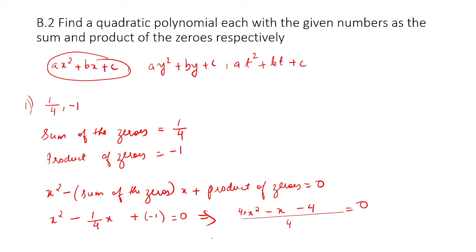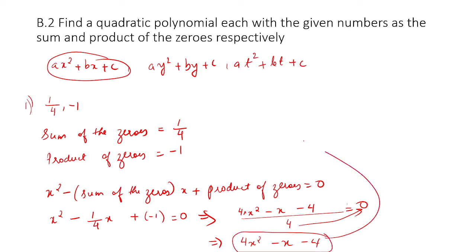So equal to 0. Now you take 4 to the other side. If you take 4 to the other side, this is the equation you're left with: 4x square minus x minus 4 equal to 0. And you can always verify whether your answer is correct or not. So if we focus on this equation, coming back here, your a is going to be 4, your b is going to be equal to minus 1, and your c is going to be equal to minus 4.